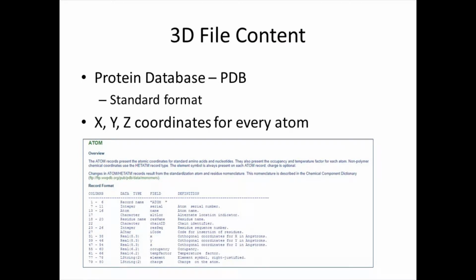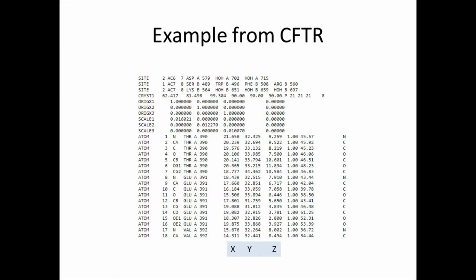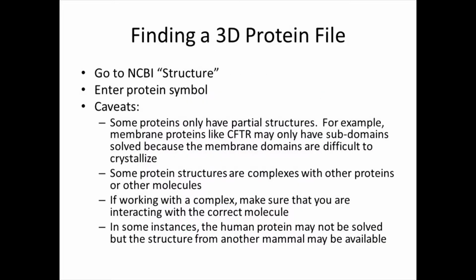Three-dimensional information is stored using a file format called PDB, for the Protein Data Bank. This information represents the XYZ coordinates for every atom in a molecule. This example shows some of the XYZ coordinates stored in the PDB file for the CFTR protein.